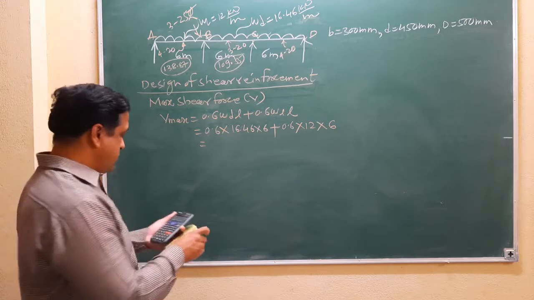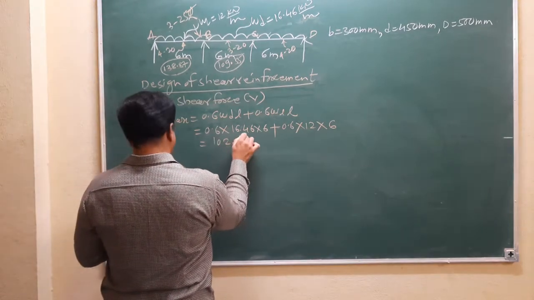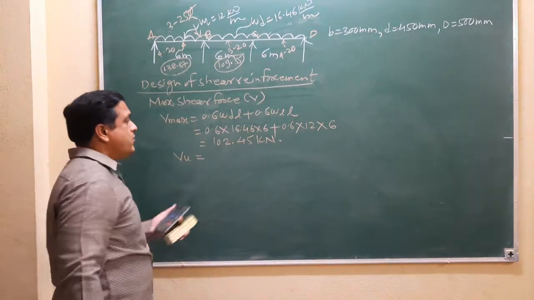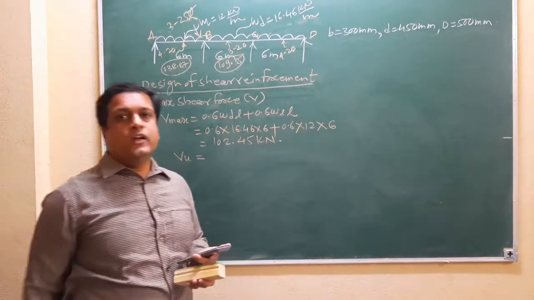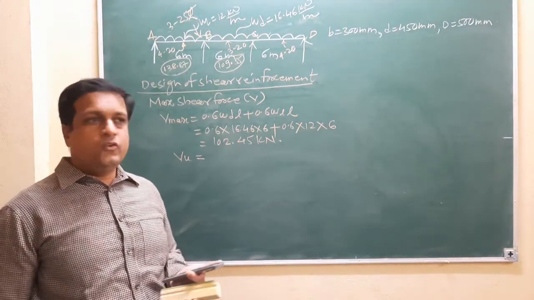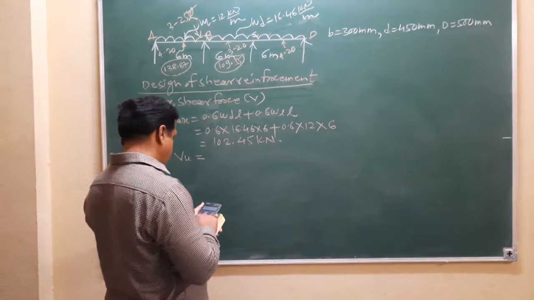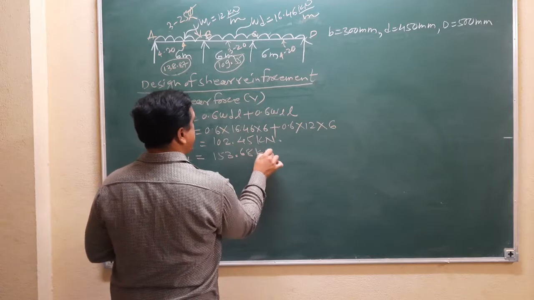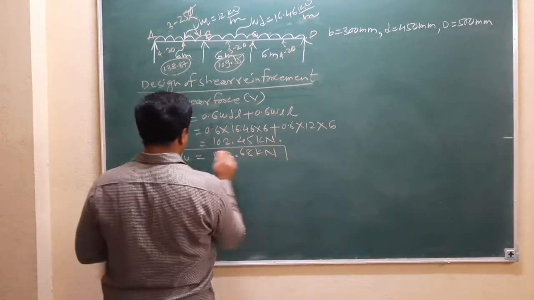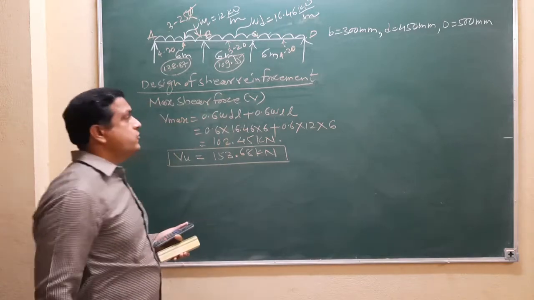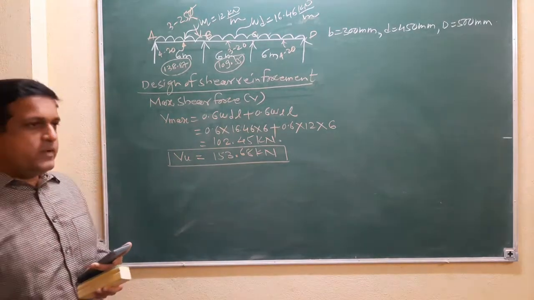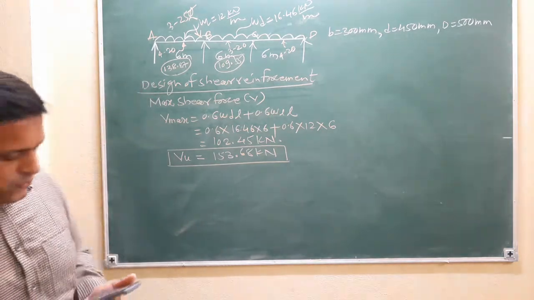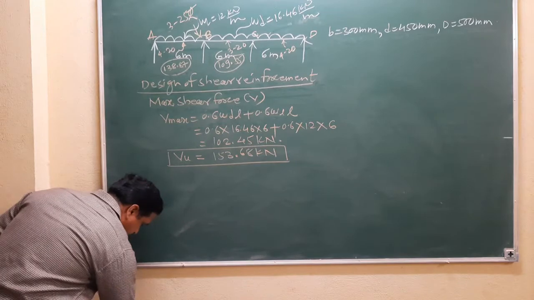The value is 102.45 kilonewton. So what is the ultimate value? Because these two loads are in working load condition, you have to convert that shear force into ultimate by multiplying by 1.5. What we get is 153.68 kilonewton. So this is your ultimate shear force, and for this shear force you have to design the shear reinforcement, isn't it? Is it clear?